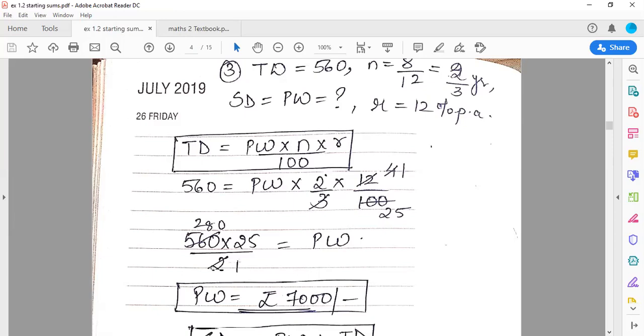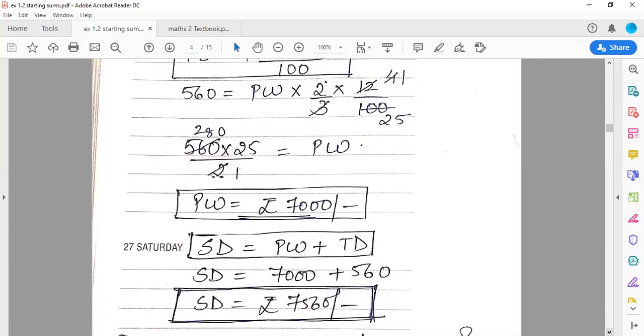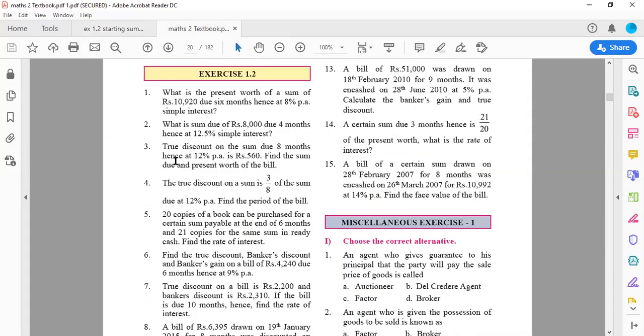Now you have 2 options. Number 1, there are 2 formulas for SD: PW plus TD, and the other one is PW into 1 plus NR upon 100. Depending on your convenience and understanding, using either formula you will get the same answer. I have utilized the first formula of SD because now I have 2 values, PW and TD. So SD is equal to PW plus TD. 7,000 plus 560, I got 7560. So this is the final answer of sum number 3. So followed students, the first 3 sums. Is the first 3 sums clear?